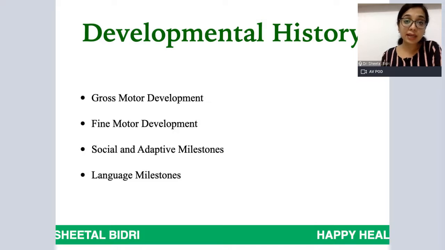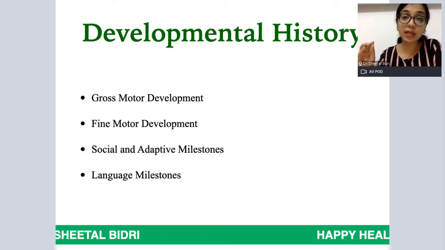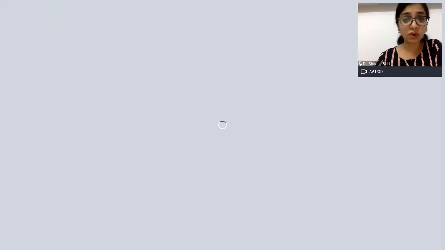So how do we analyze it? It is the gross motor, the fine motor, the social and adaptive milestones, and the language milestones. So just an overview of what is normal, so that if there is a delay in it, you can make a note of it. You can at least know which domain there's a delay in the developmental milestone. So just to go over the gross motor.